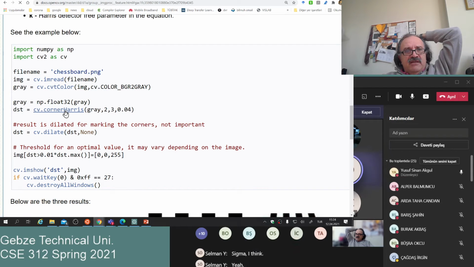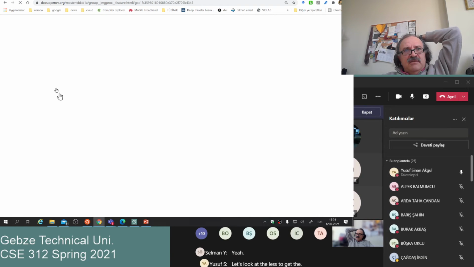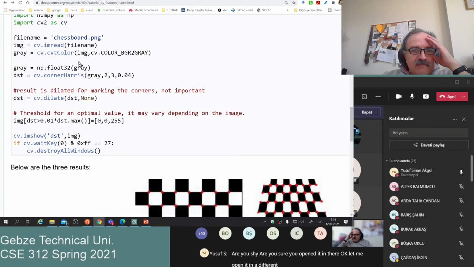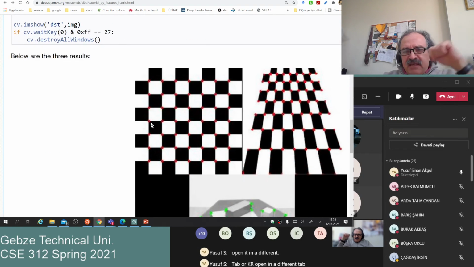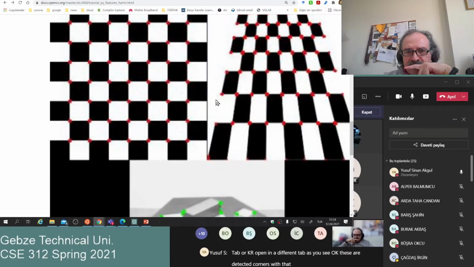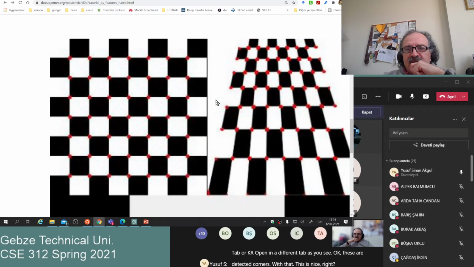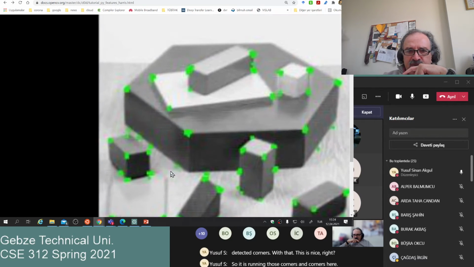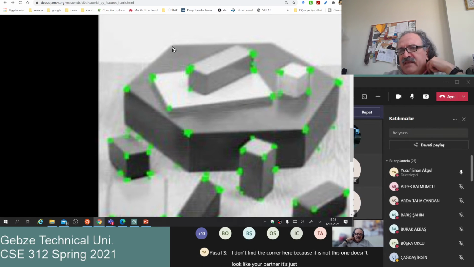Let's look at the documentation. I wish I opened it in a different tab. Okay, I open it in a different tab. As you see, these are the detected corners with the Harris. It's nice, right? So it is finding those corners. I don't find a corner here because this one doesn't look like a corner. It's a surprise. I don't know why there is no corner here.